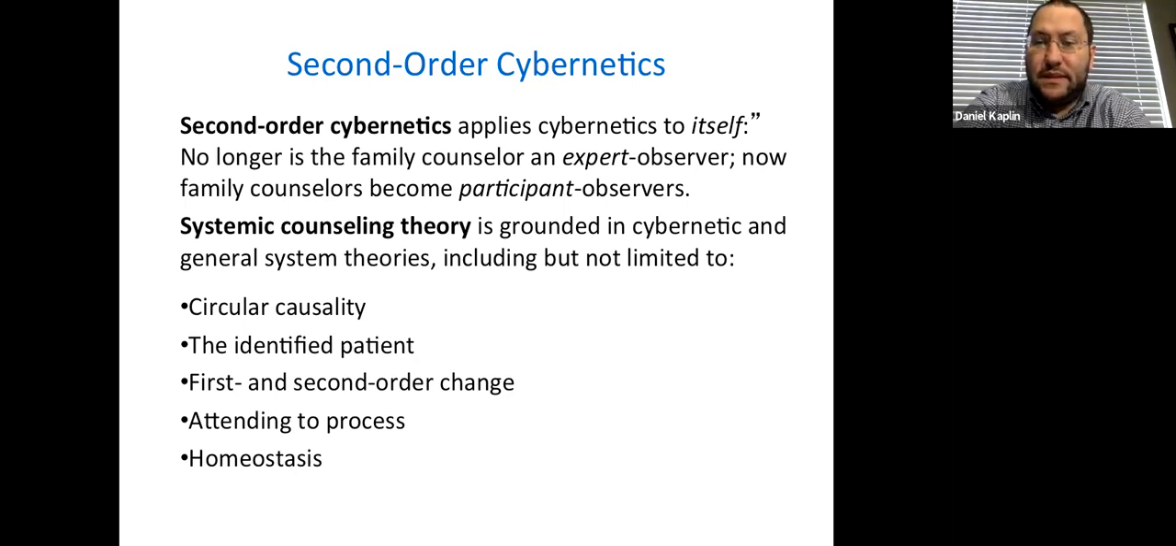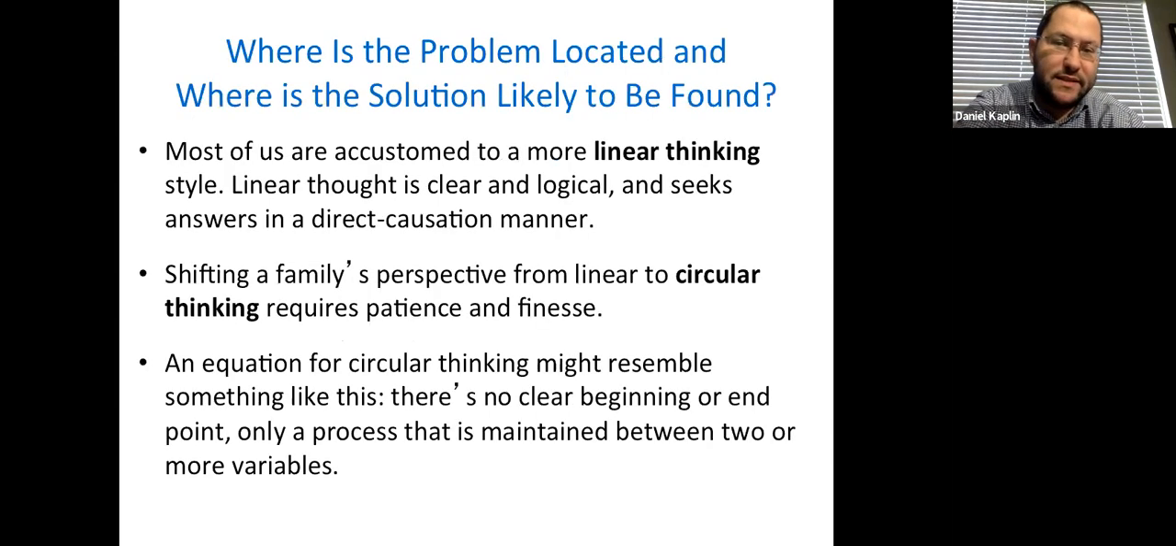So in systems counseling theory, cybernetics and general systems are part of the picture, but here are some things that we need to think about. Circular causality, the identified patient, or what I call the scapegoat. First and second order change, paying attention to process, not just content, and paying attention to homeostasis.